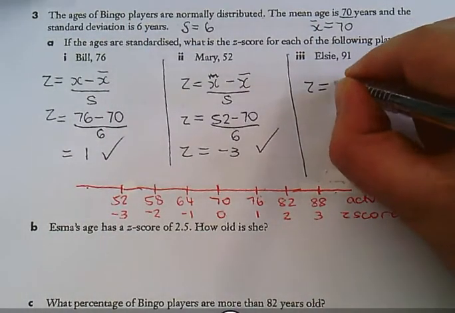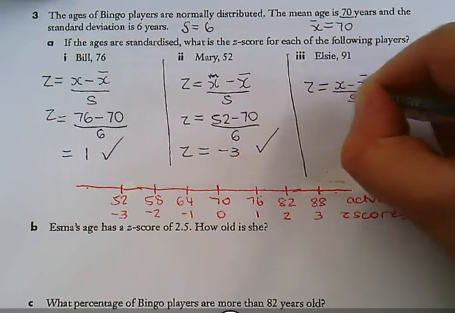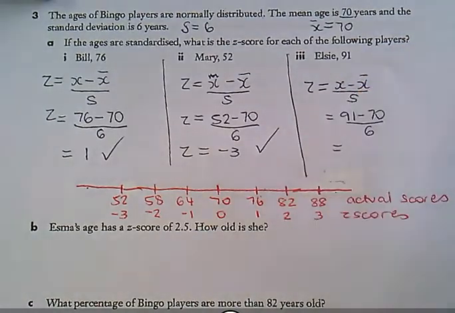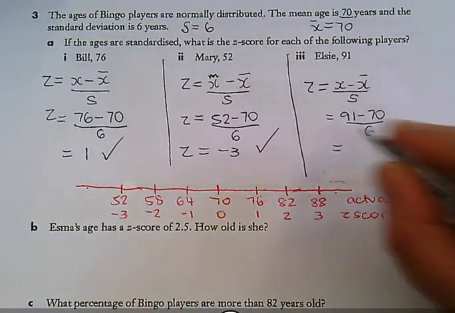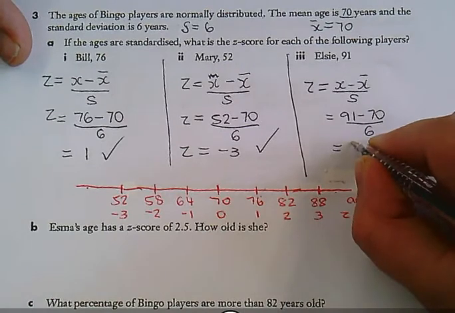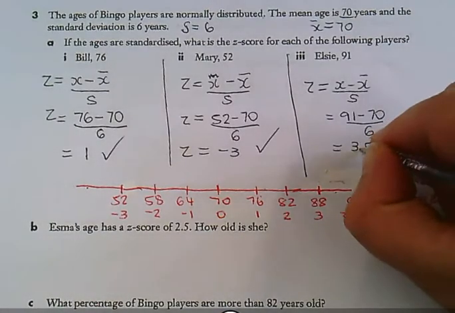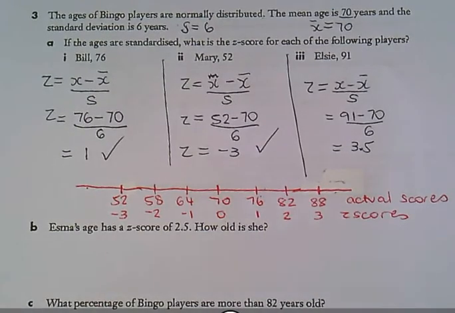So, she is x minus x bar over s, 91 minus 70 over s, that's 21 over 6. Standard deviation, 6. So, what do we get? 21 over 6, 3.5. That makes sense. That it's bigger than 3. Just a bit bigger than 3, 3.5. So that's how we use the z-score formula.